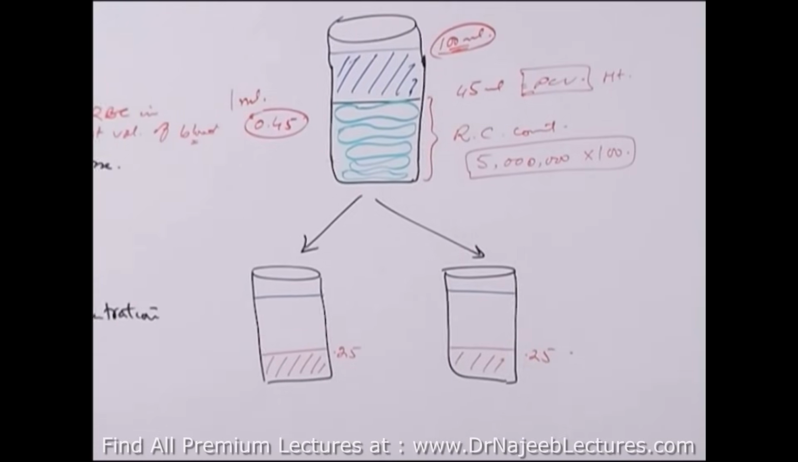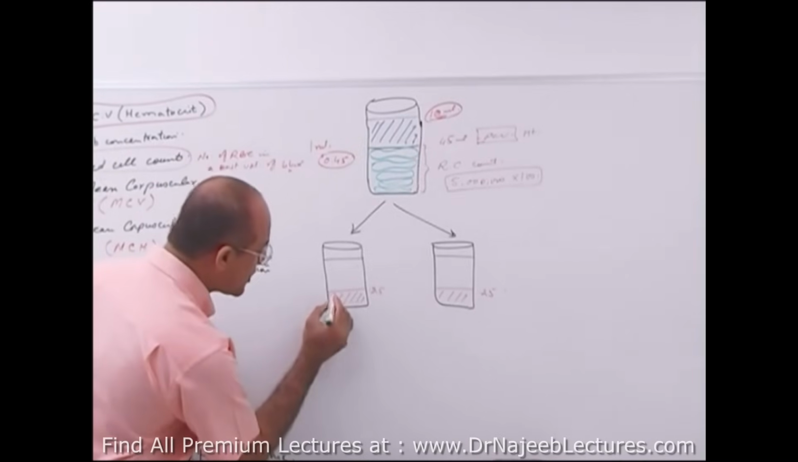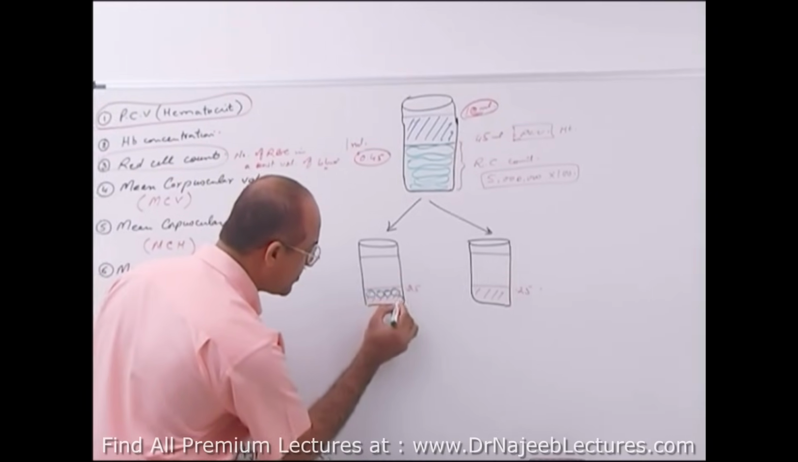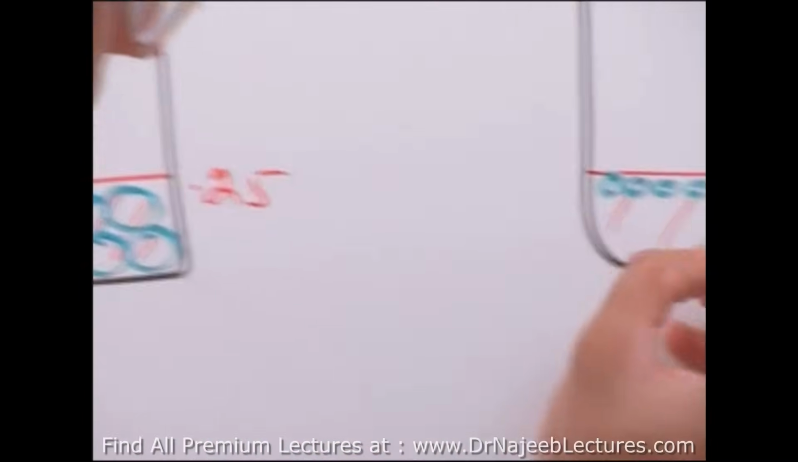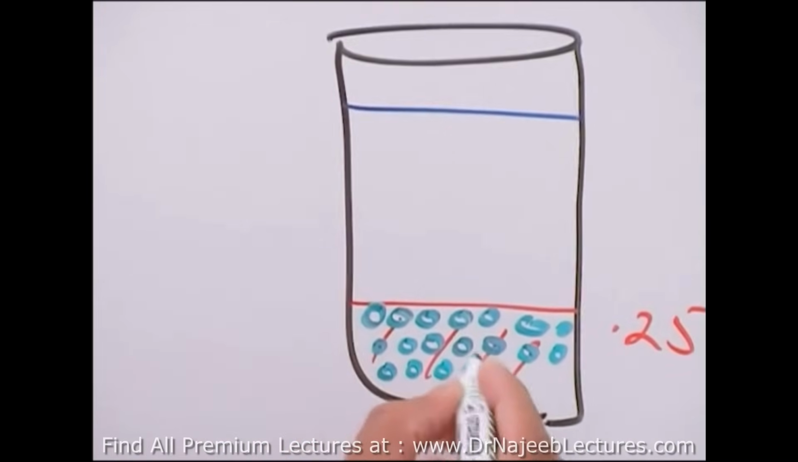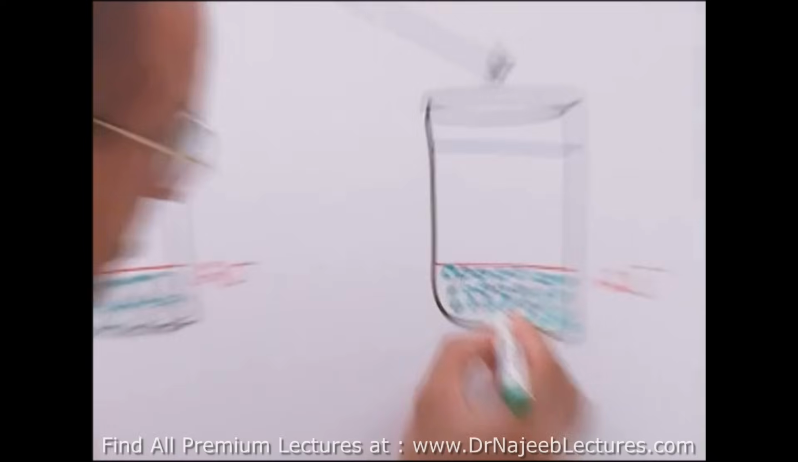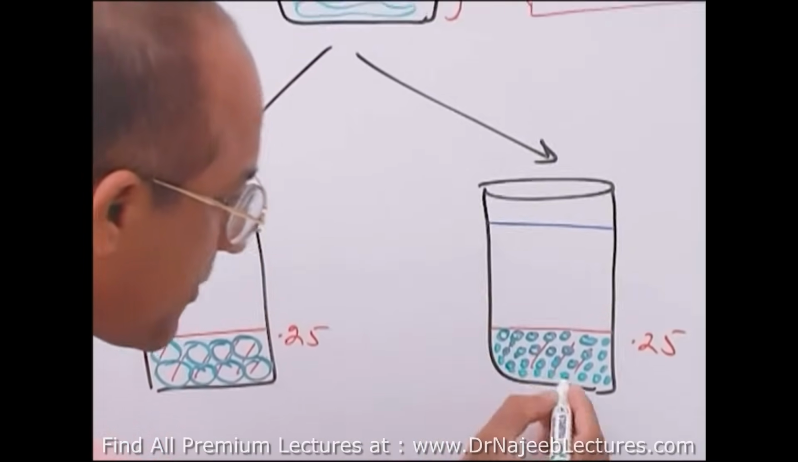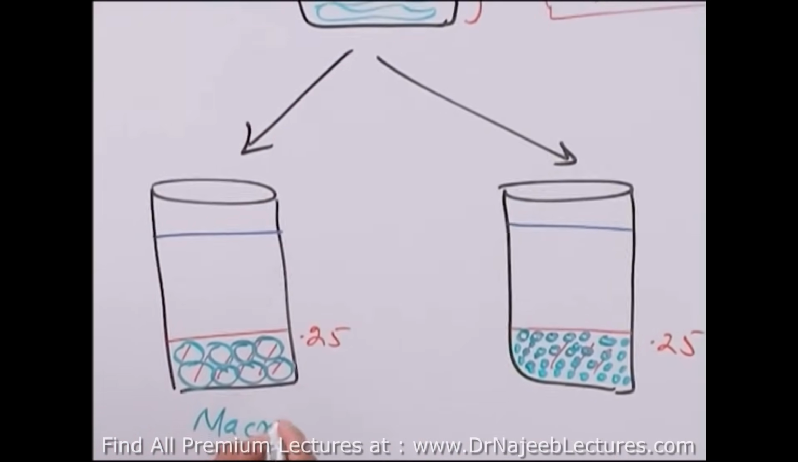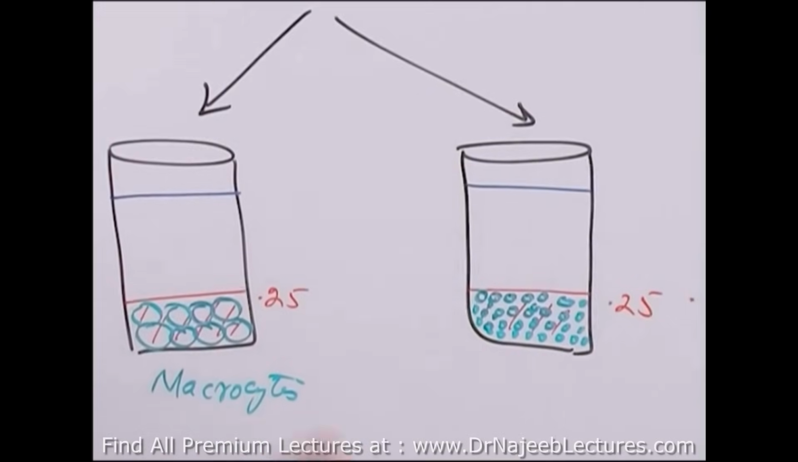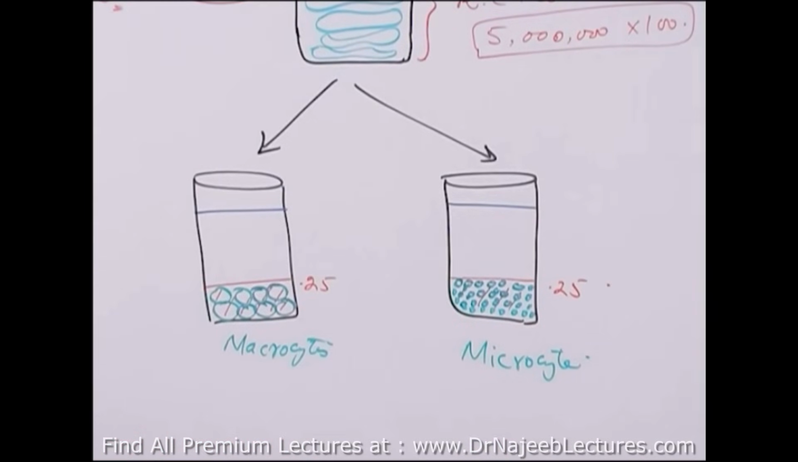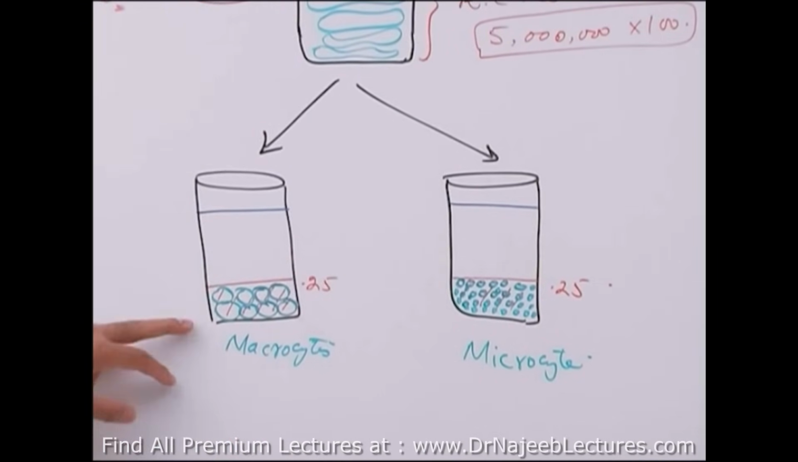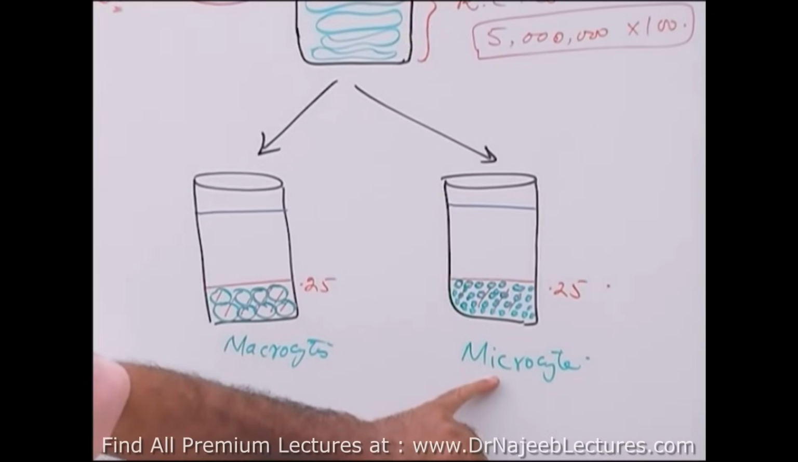But look, if I say this person has larger RBCs, very large size RBCs, and this person has very small RBCs. When RBCs are significantly larger than normal, we call them macrocytes. And when RBCs are smaller than normal, we call them microcytes. Now look, this is a very important concept. These two people both have anemia, but one has anemia with macrocytes, the other has anemia with microcytes.